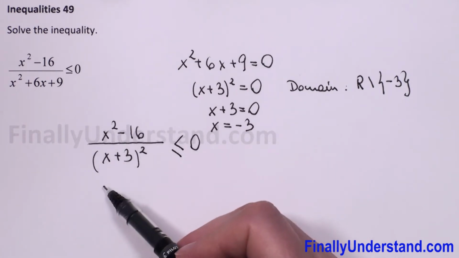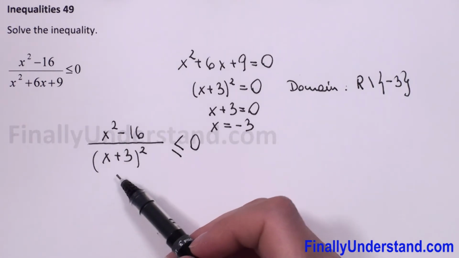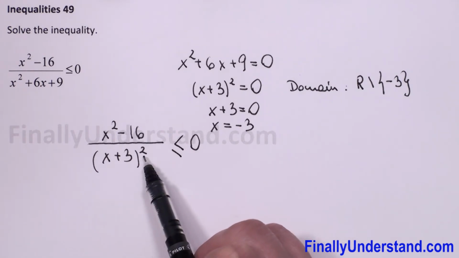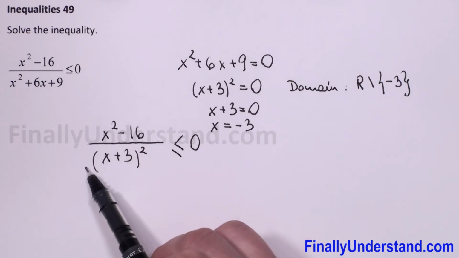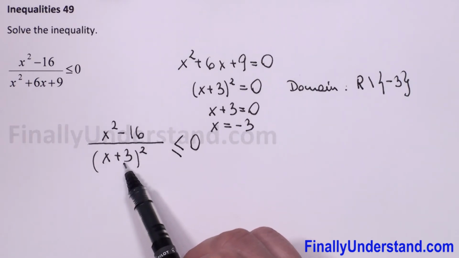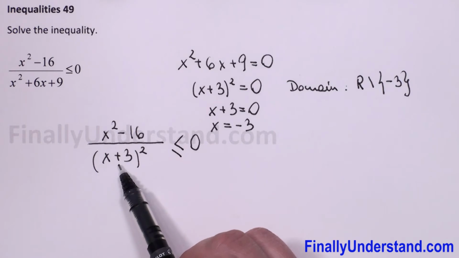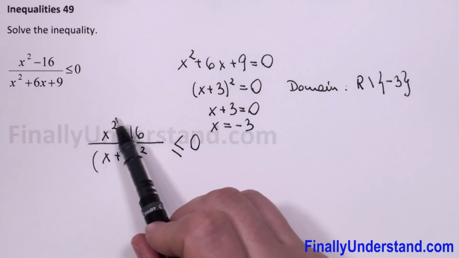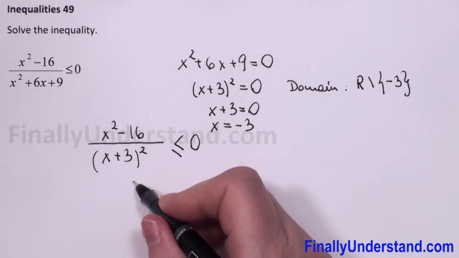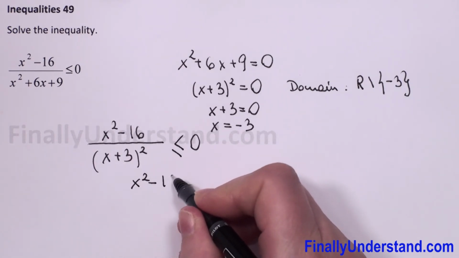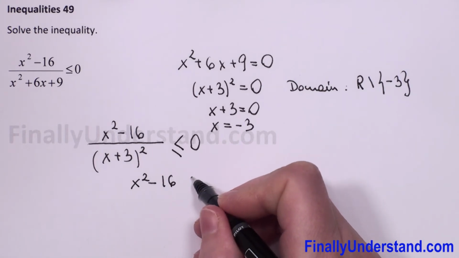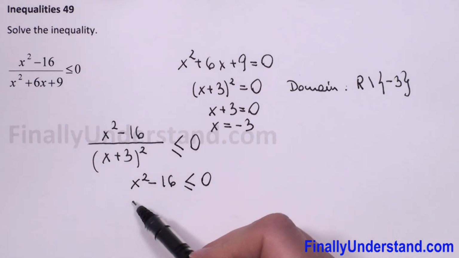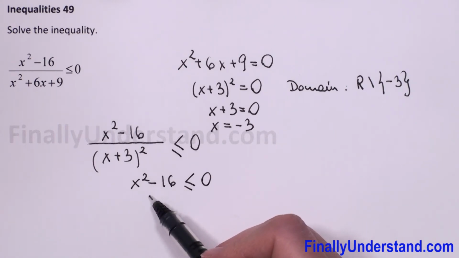So again we have a fraction on the left side. But look, in the denominator we have a square. It means this expression will always be positive. So it means this inequality will be negative only when the numerator x squared minus 16 is negative or equal to 0. So we have to solve only a quadratic inequality.